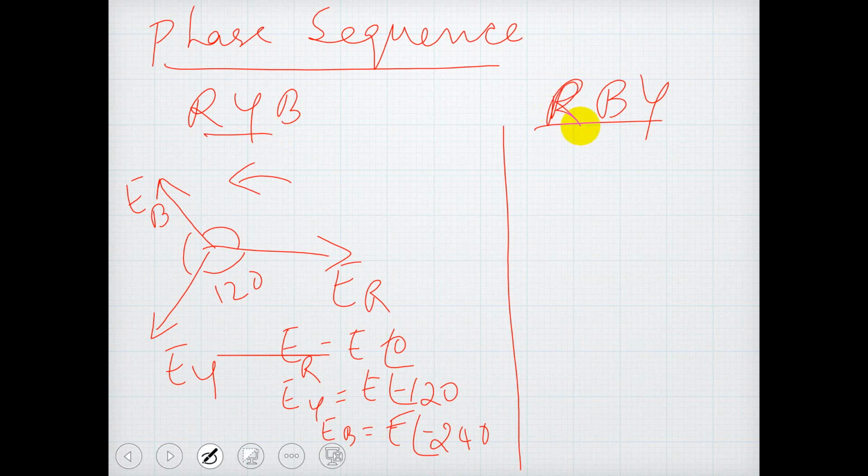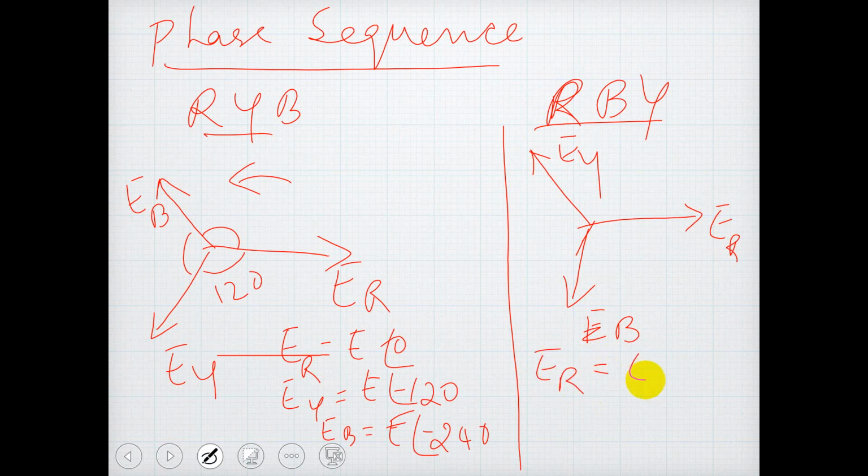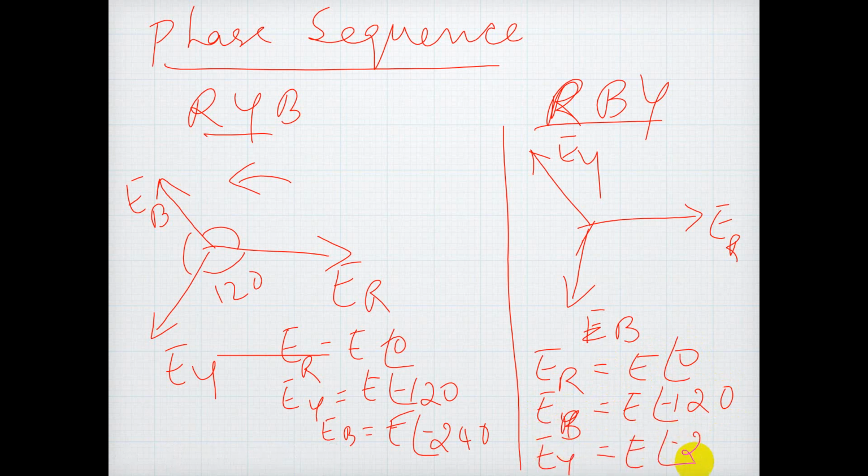This is RBY. Now, the voltage, this is ER. After R, the B should come. B is lagging ER by 120 degrees. This is EB and this is EY. Observe the equations now. ER is the reference again, it is E at an angle 0. EB is equal to E at an angle minus 120. Now EY is equal to E at an angle minus 240.